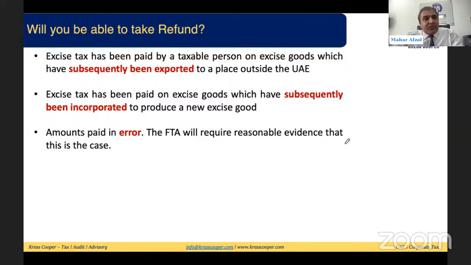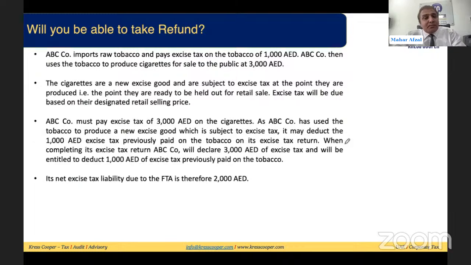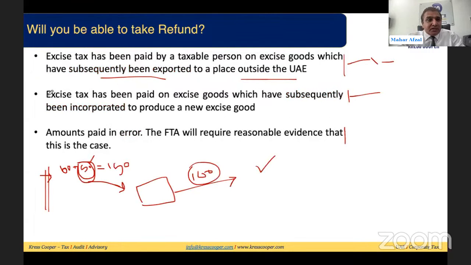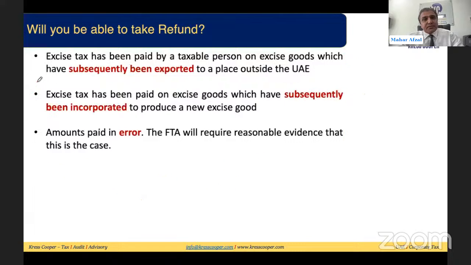Will you be able to take a refund subsequently? I think we have already discussed this. Just look into this example. They are given in the guide published by the FTA. ABC imports raw tobacco and pays excise duty on the tobacco. Just keep in mind, as I mentioned in a previous slide, this clause is applicable to the manufacturer.